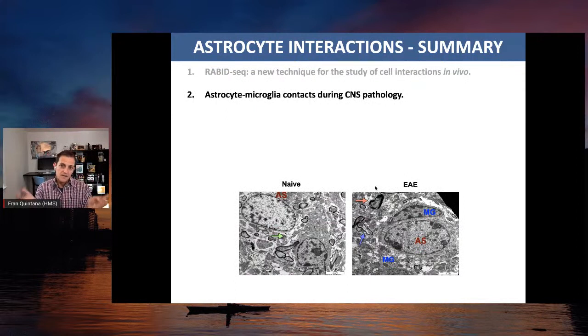Second point I want to make is that this approach led us to identify novel astrocyte microglia interactions. And the point I want to make is we usually think about these two cells talking through soluble factors. The data I showed you today identifies these as actually membrane-bound factors, suggesting that these two cells can establish very tight interactions in vivo. And indeed, we were able to capture some of those interactions by electron microscopy. And now we're really trying to identify what other molecules might be mediating those interactions.